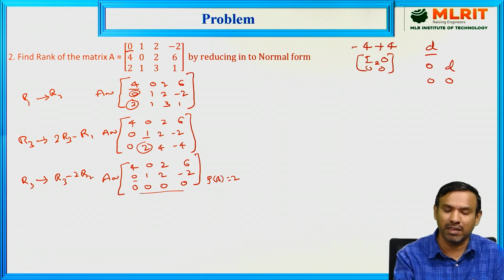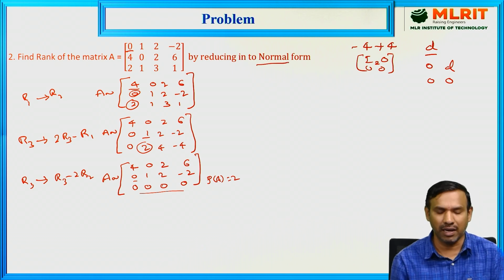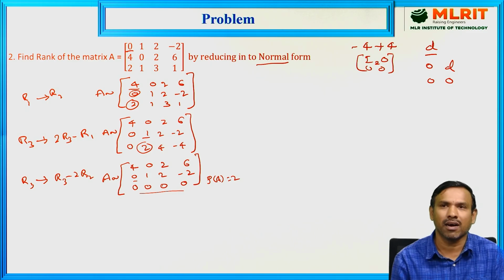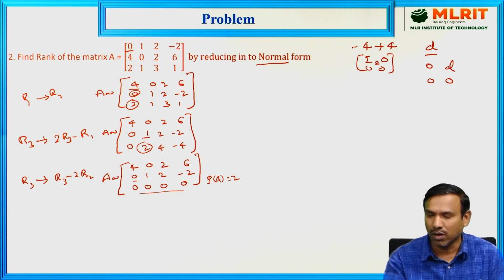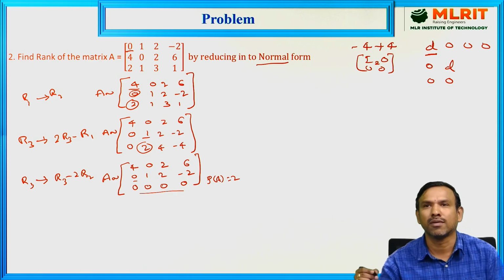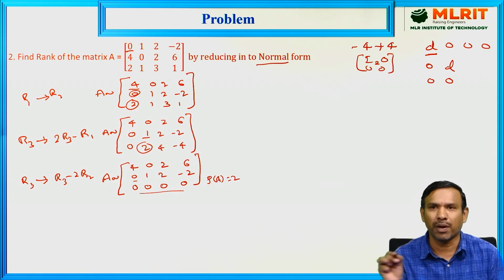But the problem is asking you to reduce to normal form. Right? Definitely you have to make the side elements 0 and the diagonal elements 1. Okay, now the rows task is over. Now we will take the column operations to make the side elements 0. So using C1 we will make the C2 element 0, C3 element 0, C4 element 0. Column operations are column wise, row operations are row wise.